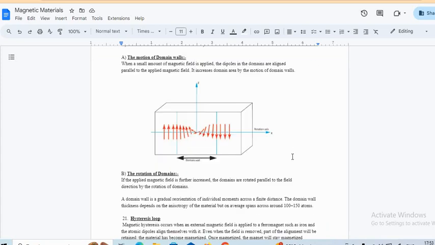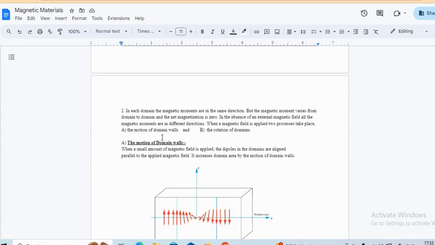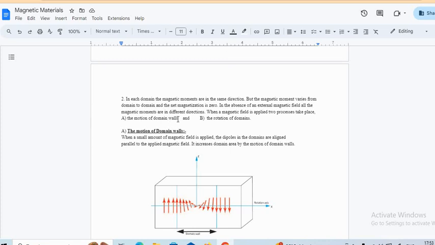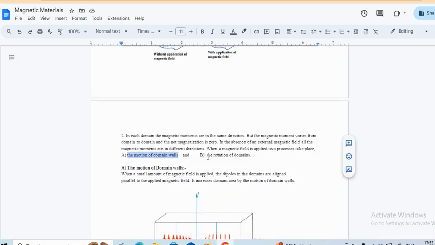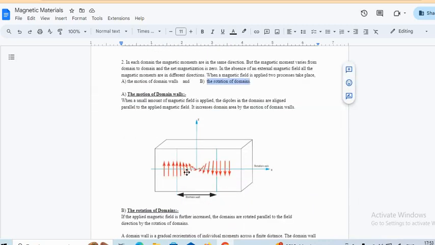Now there are two possibilities of changes. One is known as the motion of the domain wall. The domain wall means this particular region is known as the domain wall. And another one is the rotation of the domains. So they are rotating. This particular picture is given by the domain wall motion and the rotation of the domains.